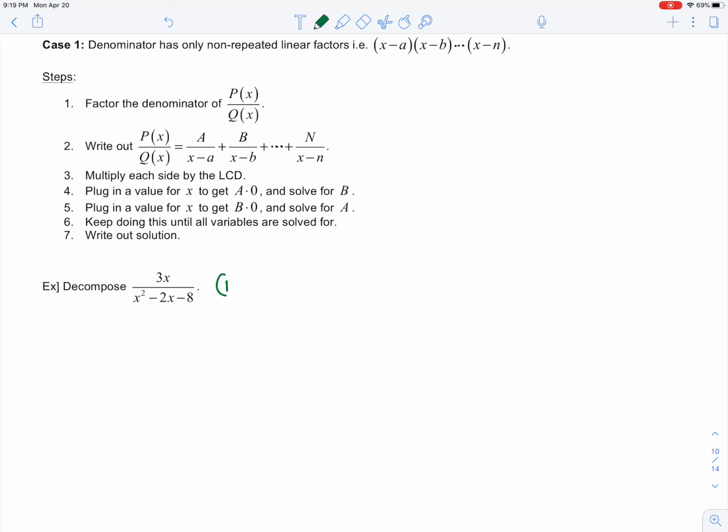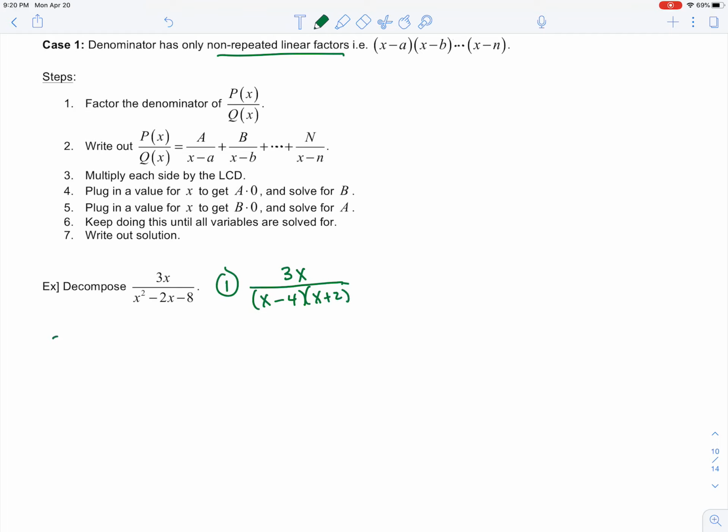So let's start with step 1 here. In this case, we're looking at denominators with only non-repeated linear factors. So each factor only appears once. So step 1 is to factor the denominator. Not so bad in this example.